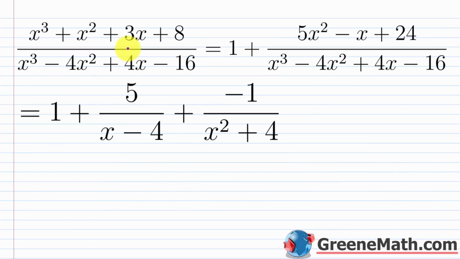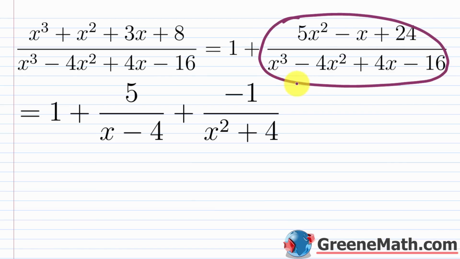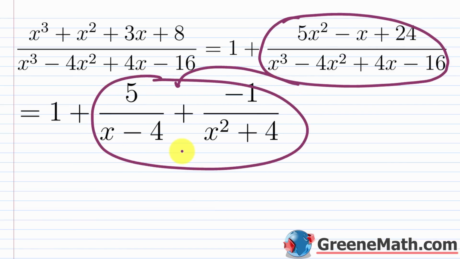So remember, we started by saying this was equal to 1 plus, this was the remainder, so 5x squared minus x plus 24, over this was your divisor, so x cubed minus 4x squared plus 4x minus 16. So we did partial fraction decomposition with this guy right here. And if we think about it, this guy is now this guy right here. So when you want to write your final answer, you put your 1 plus, and then 5 over x minus 4 plus negative 1 over x squared plus 4.